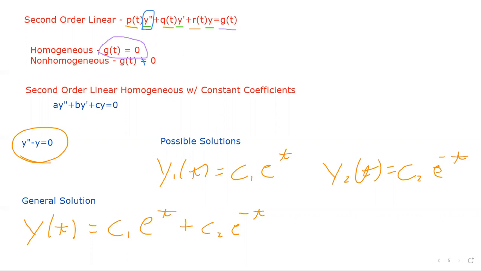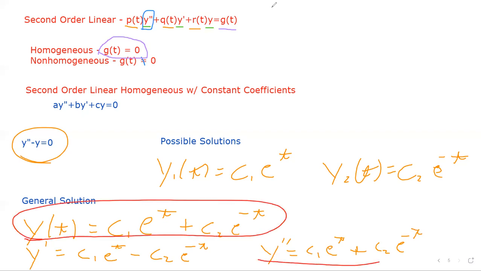And so if you just do a quick check, if you do a y prime, you get c1 e to the t minus c2 e to the negative t, and then a y double prime, c1 e to the t, but now it's back to plus c2 e to the negative t. So looking at your y and your y double prime, they're exactly the same. So if you subtract, you get 0. All right, so we can have confidence that that works.